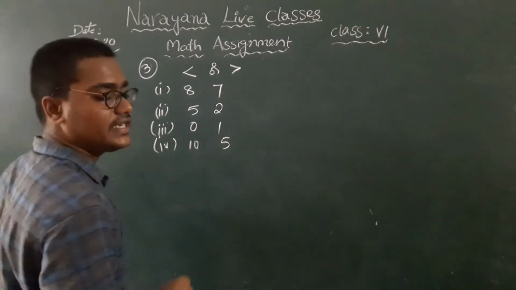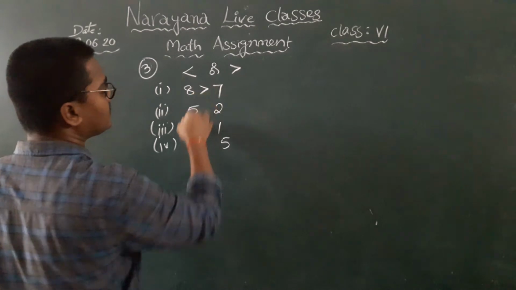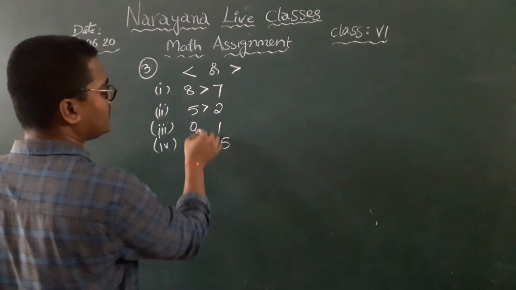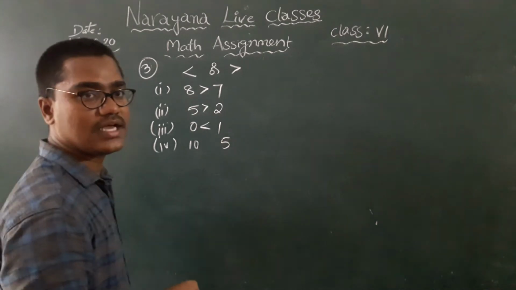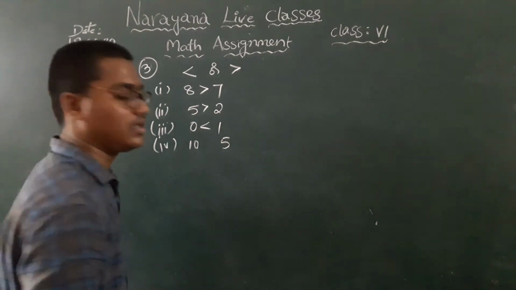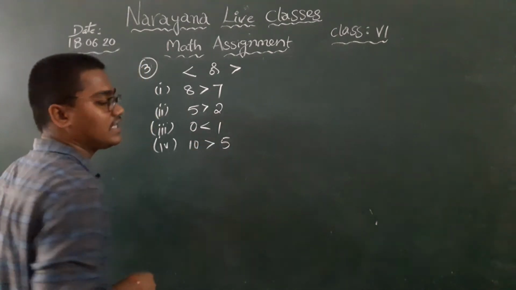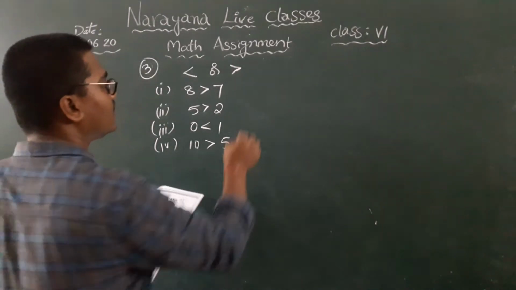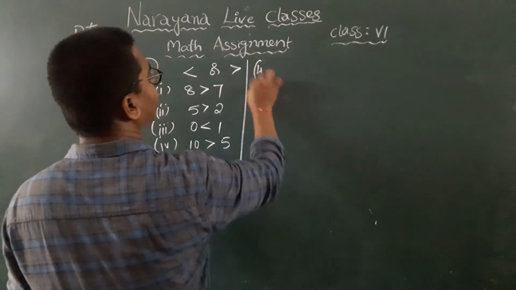So when you compare 8 and 7, obviously 8 is greater than 7. Yes. And 5 and 2, 5 is greater than 2, 0 is less than 1. Why? Because 0 lies towards left side of 1 and obviously 10 is greater than 5. So these are the symbols which we need to indicate. Now coming to the fourth question, children.